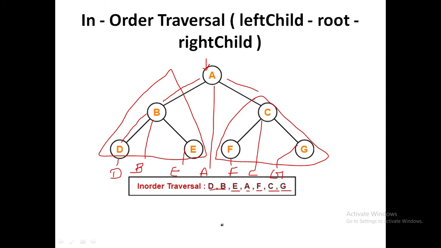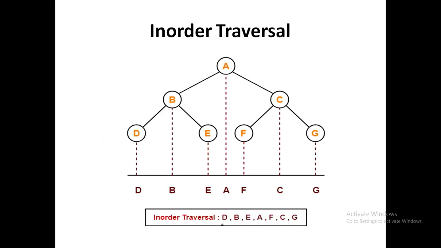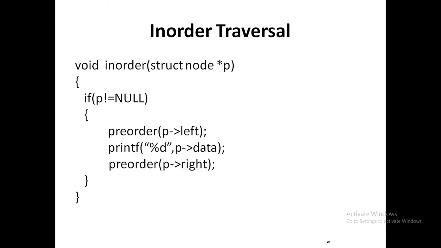This is the in-order traversal of this tree. So this is the diagrammatic representation of in-order traversal. Please keep in mind, we just write the mirror data directly, meaning just D from left to right: D, B, E, A, F, C, G. This is an easy way to write in-order traversal.